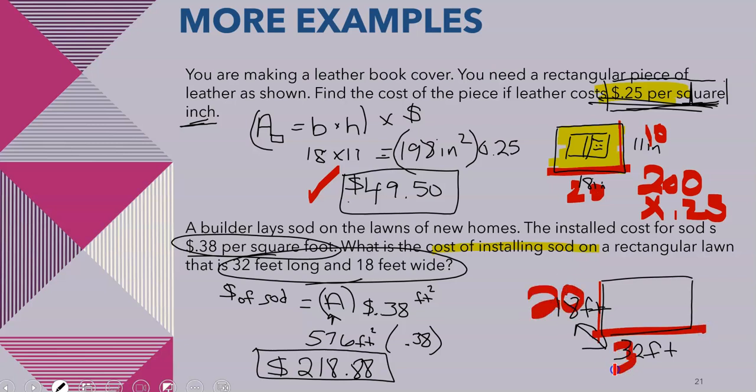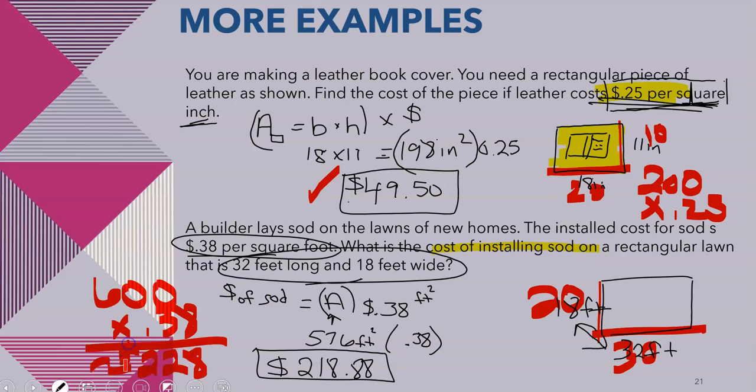Make those easy numbers to work with. Let's make it 20 and 30. So we have a 20 by 30. That's a 600 square foot rectangle. I'm going to take 600 times 38 cents. And we're going to get approximately $228. Remember, this is an approximation. We rounded to the nearest tenths. So our estimation would be close by the nearest tenths. So 18 would round to 20, and 228, 220. Yep.